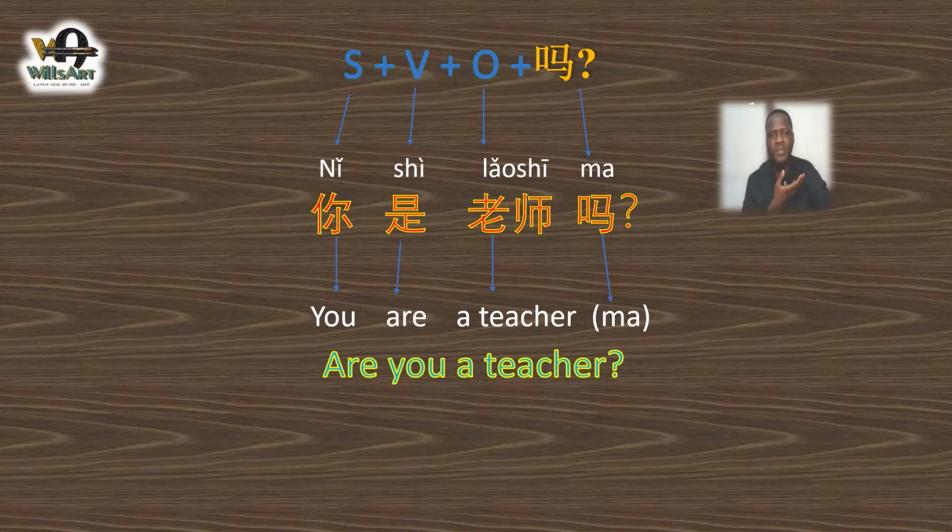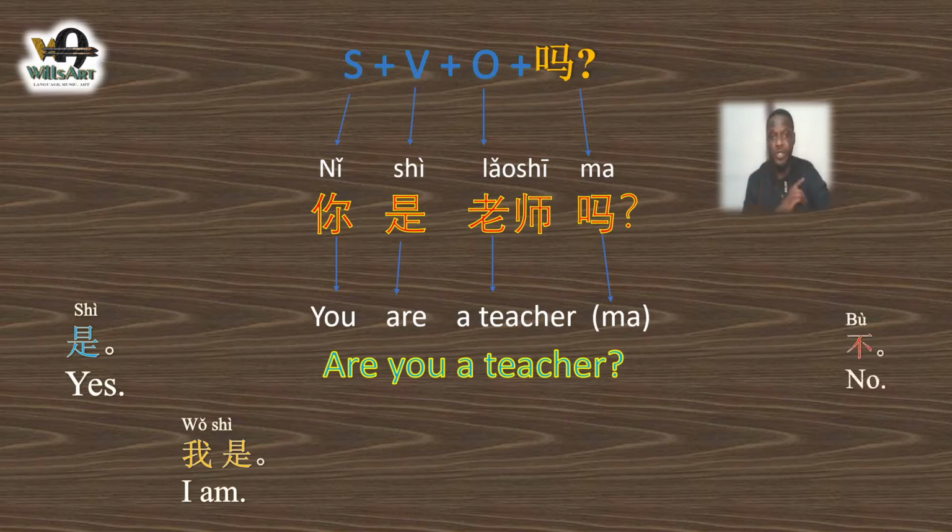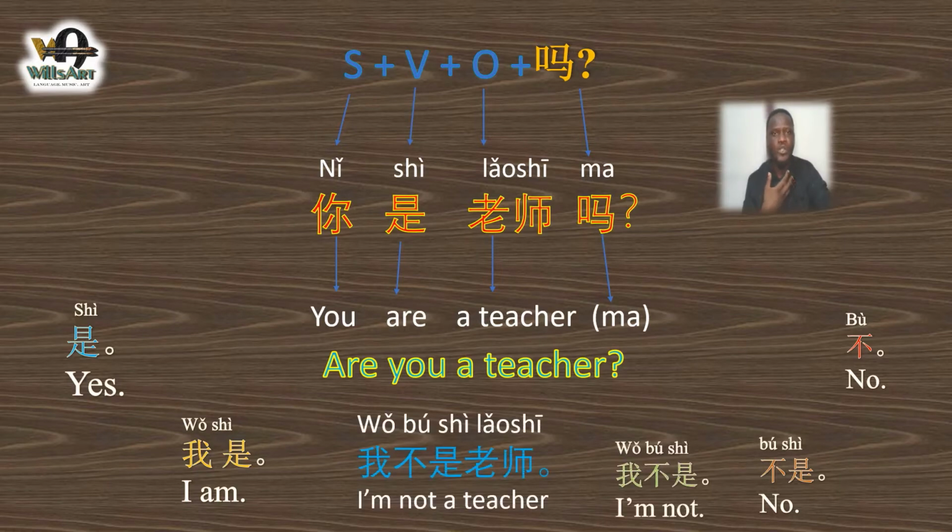So you can reply by saying 是, which means yes. We all know that 是 means to be, which means is, are, or thereabouts. But here it means yes. Or you can say 我是, which means I am. And if you want to negate this kind of sentence, you will say 不, which means no, or 不是, which also means no. Or you can add a subject to it like 我, so you say 我不是, I am not. And if you want to make a full sentence, you can say 我不是老师, I am not a teacher.